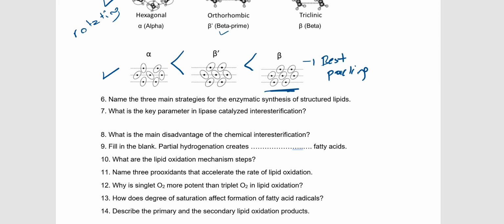question 9. Fill in the blank. Remember, there are two types of hydrogenation, partial hydrogenation and fully hydrogenation. So during hydrogenation, we saturate double bonds with hydrogen. If we do complete fully hydrogenation, all double bonds will be converted into single bonds. They will be saturated. But if we do partial hydrogenations, some bonds will stay unsaturated, right?